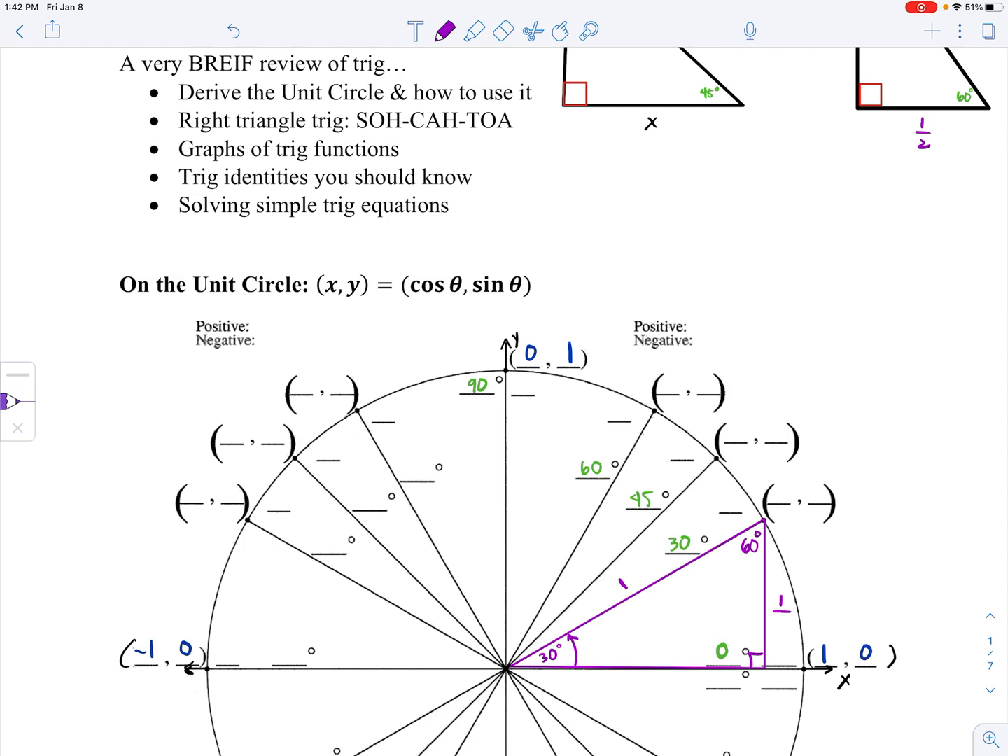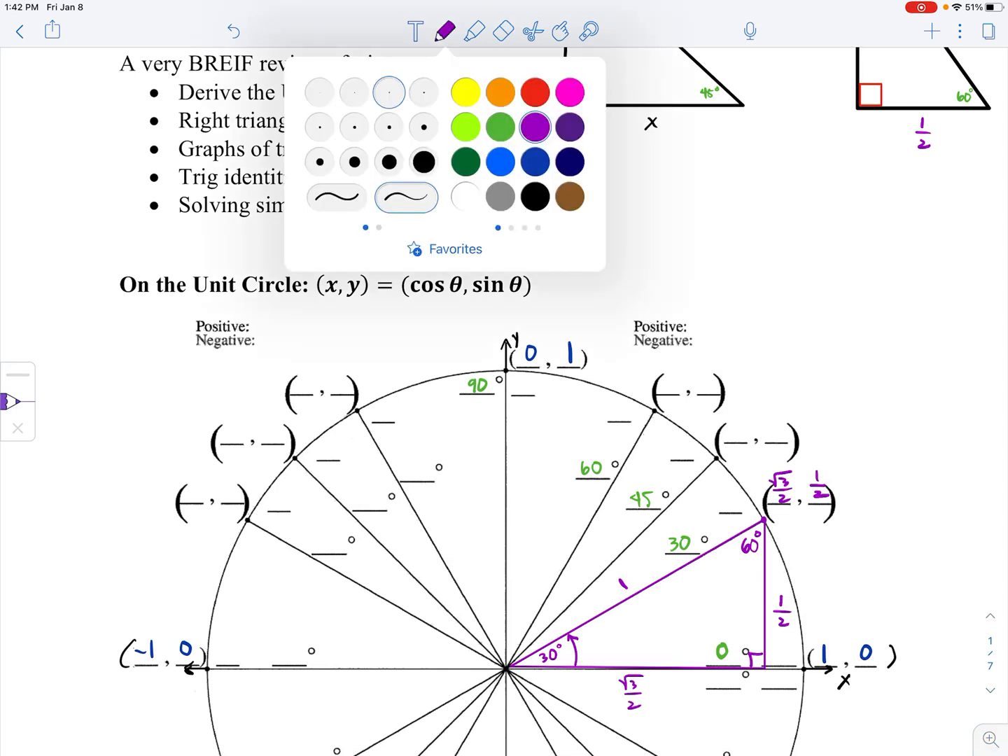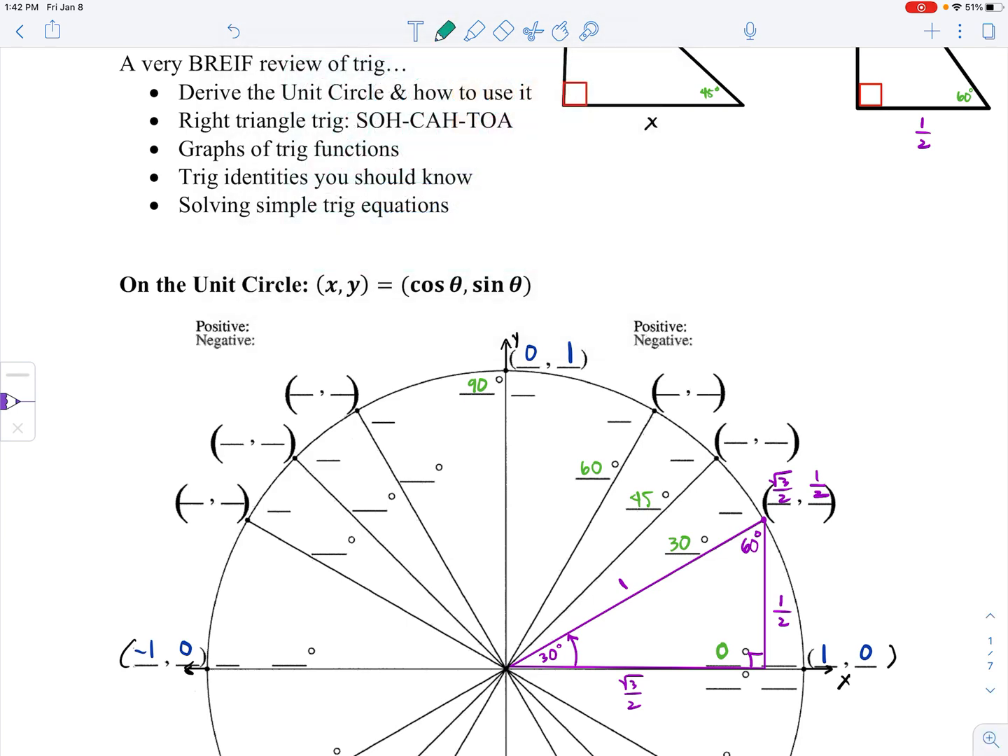So then going back down to the unit circle, the side opposite 30 degrees has a length of 1/2, and the side opposite 60 degrees has a length of √3/2. So then this point on the unit circle would be (√3/2, 1/2). And I'll leave the triangle and use maybe another color.